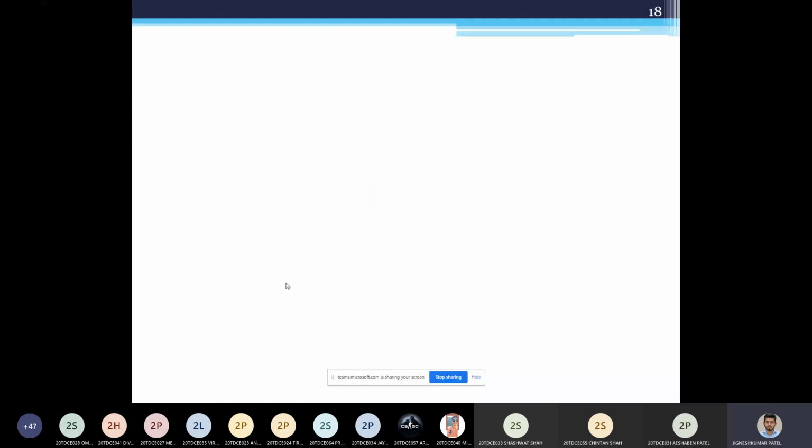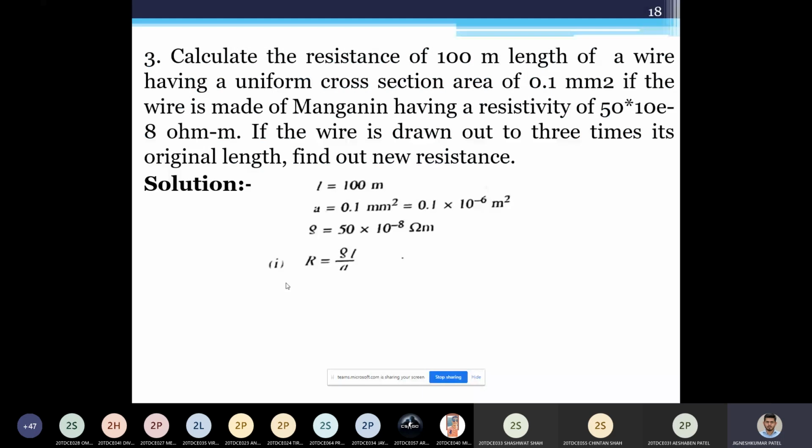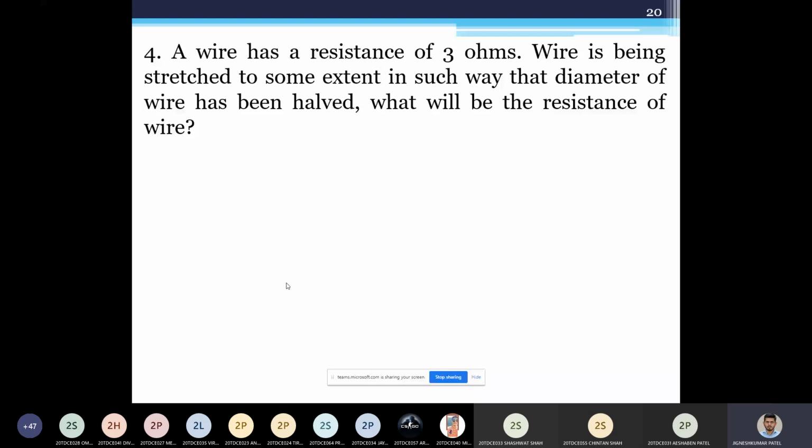There is one more example, but we'll do it in the next class, and I'll give you one example as homework. It is the same example we have just calculated, but I have changed two things. Just write it down, and then we'll end this session. The value of the resistance is 3 ohm, and it has been stretched in such a way that the diameter of the wire is half. So you have to find out the new resistance of the wire.